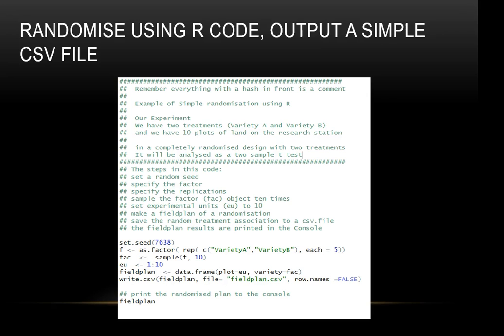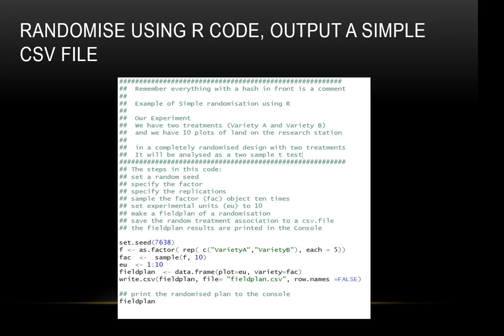So what I'm going to do here is very briefly, there's a lot of code here, but this is available for you to practice. Everything in green is in fact a comment. This is simple randomization using R. In our experiment, I've already mentioned we have variety A, variety B. We have 10 plots of land. It's completely randomized, and it'll actually be analysed as a 2-sample t-test.